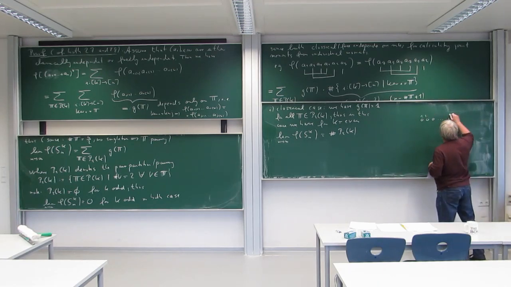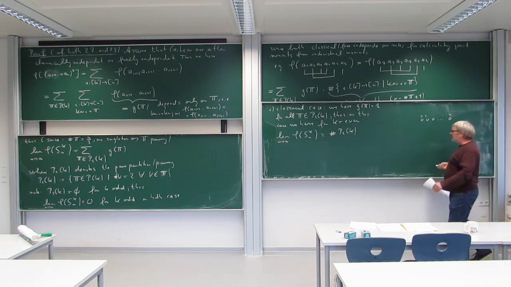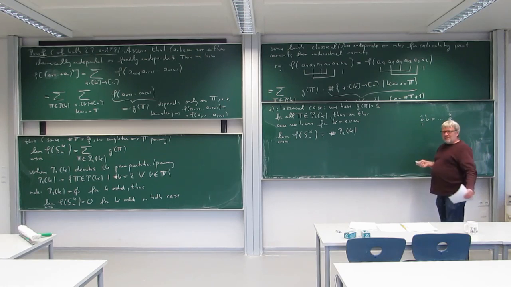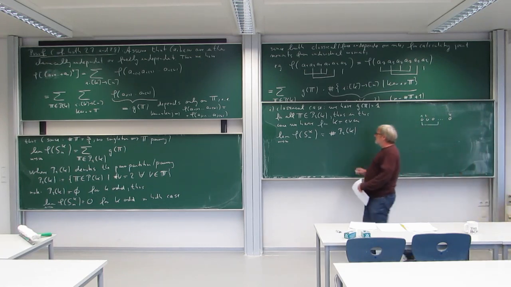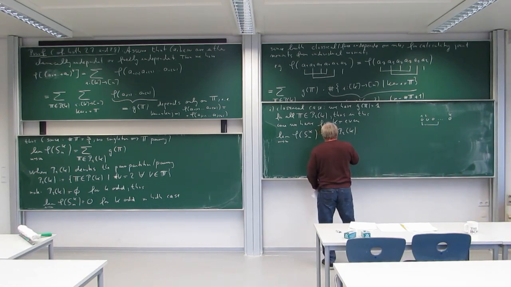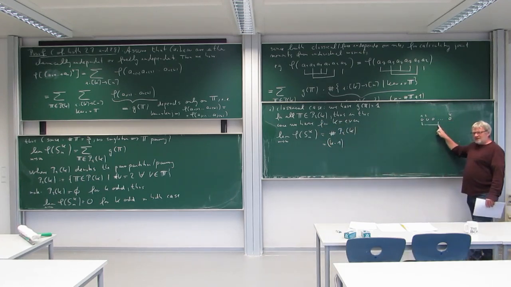So I have numbers 1 up to k, and I want to know how many pairings I have and how I can produce a pairing. This means the first element must be paired with something, and for that I have k minus 1 possibilities. After having chosen this first pair, I'm left with pairing the remaining ones.